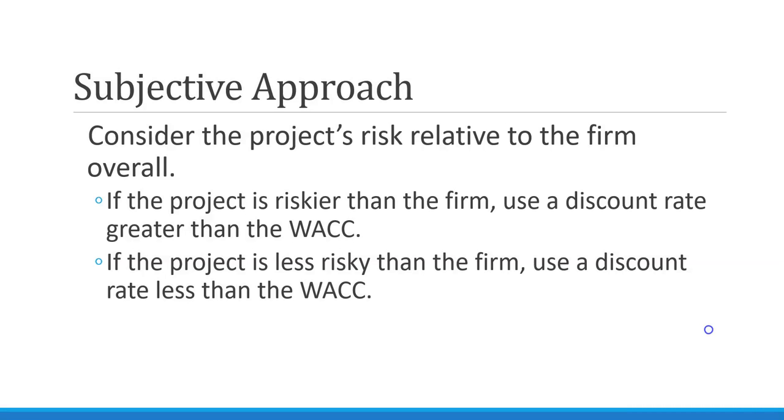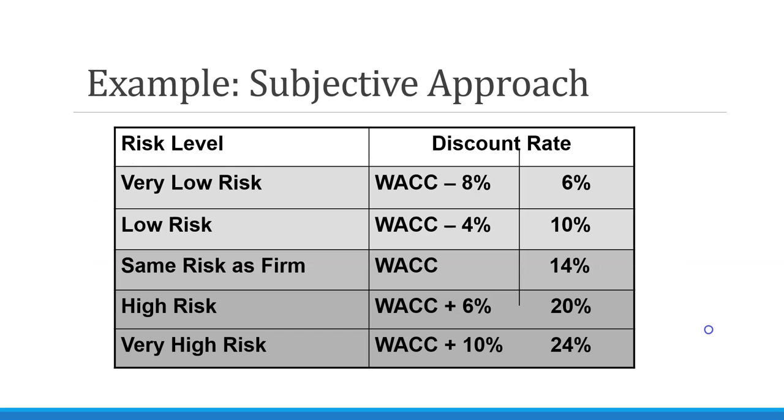Another way is the subjective approach. So we would consider the project's risk relative to the firm overall. If the project is riskier than what our current risk is, we would use a discount rate greater than our weighted average cost of capital. If the project is less risky than what our firm currently does, we would use a discount rate less than the weighted average cost of capital.